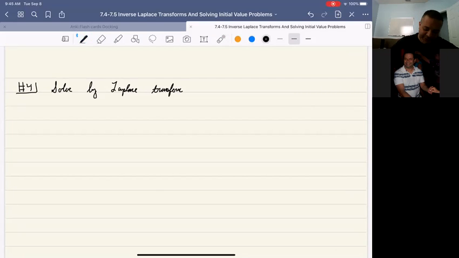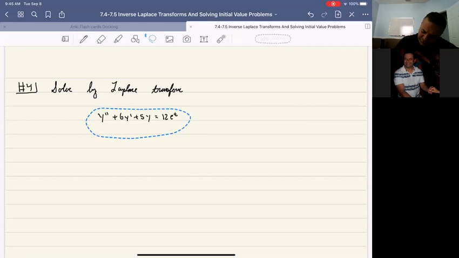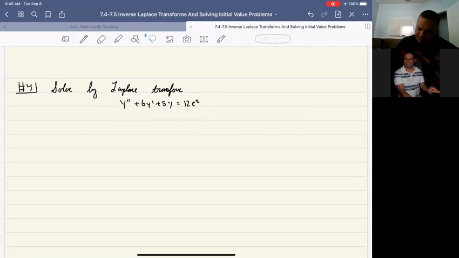And it's going to be y double prime plus 6y prime plus 5y equals 12 e to the t. Now, if you're really sort of with it, you'll know you're like, oh, I could solve that. I don't need Laplace transform. And you don't.